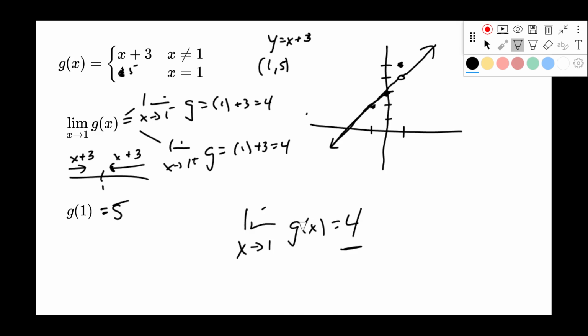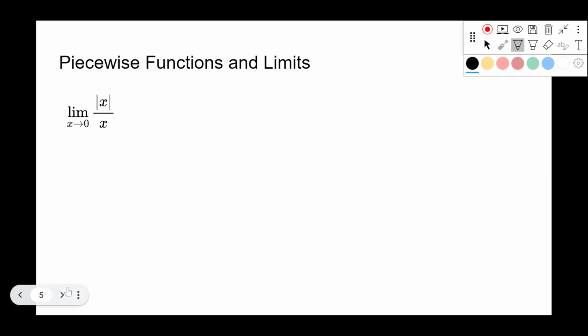Okay, so this was a little different. That's the reason why I changed the 1, 4 point, because when I plug 1 in here, I happen to get 4, and I didn't want to fill in that circle. I wanted to make an open circle on the line and then make a filled-in circle somewhere else at x equals 1 so that you could see that they can be different. Okay? All right, so now let's go to piecewise functions and limits.